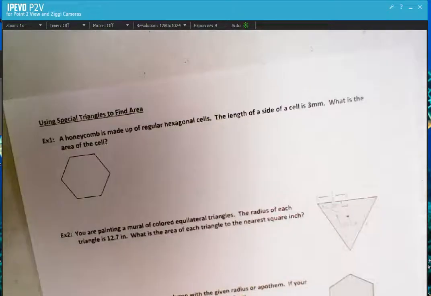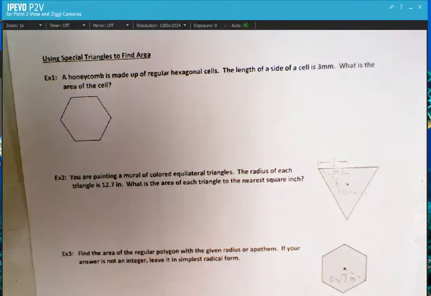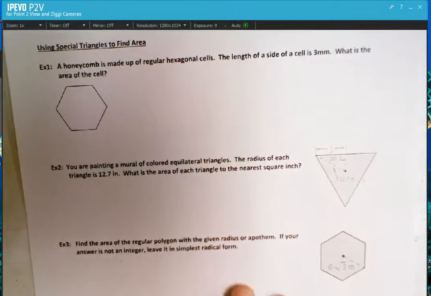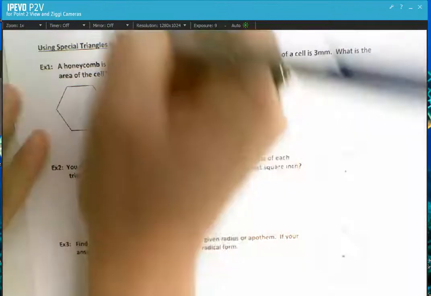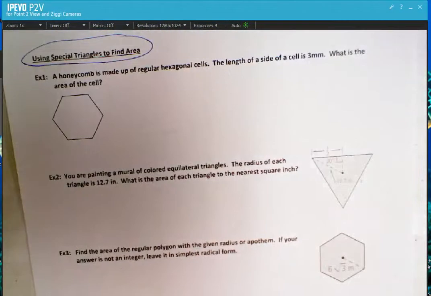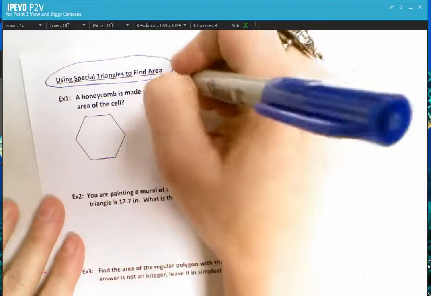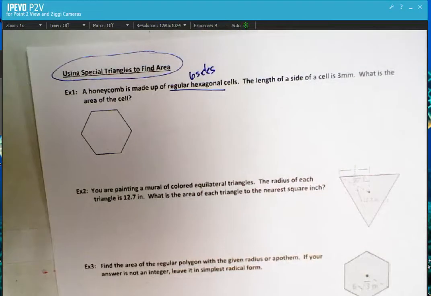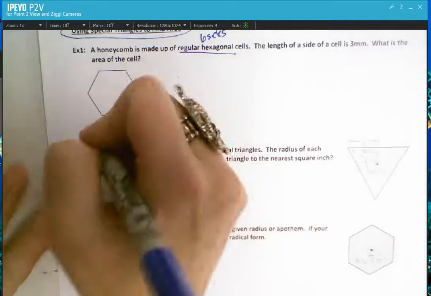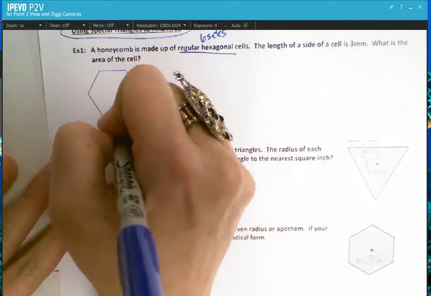Okay, so those are pretty easy when you have the apothem. What gets tricky is when you have to go find the apothem, when you don't know what the apothem is, or you don't know what the short leg or long leg pieces are. So that's where our special right triangles come in to find the area. So, for example, a honeycomb is made up of regular hexagonal cells. So we know this is 6 sides. The length of the side of the cell is 3 millimeters. What is the area? So I have a 3 millimeter side.